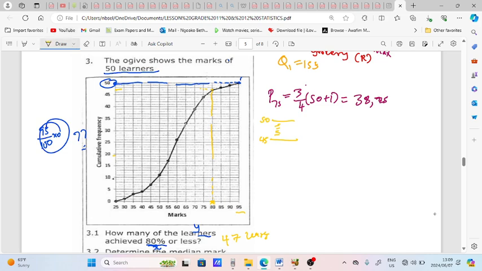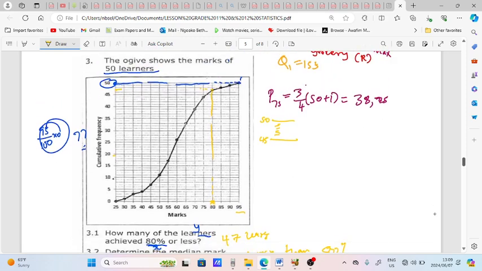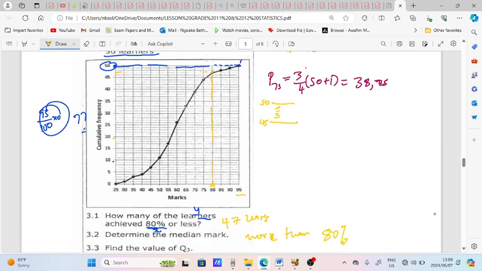All right, now, I want to say if they come here and say more than 80%, is that clear? How many learners will be there? Now you take the maximum. What is the maximum number of learners? 50. Subtract the number of learners that they said here. They said 80%. How many are they? I forgot to say 47. Then what will be the answer? That will be 3 learners. That's why it is tricky.